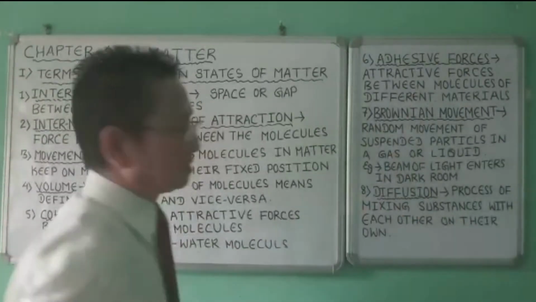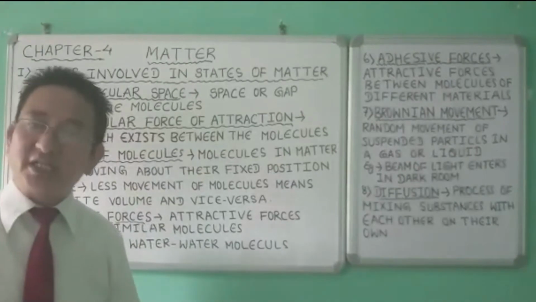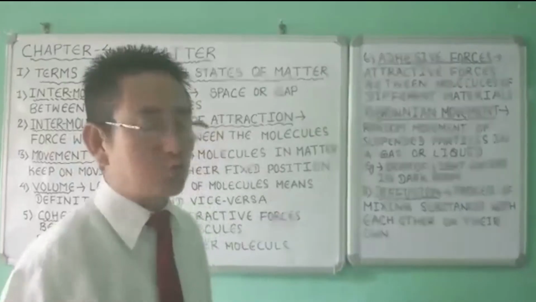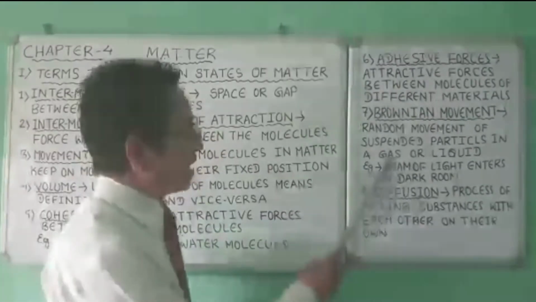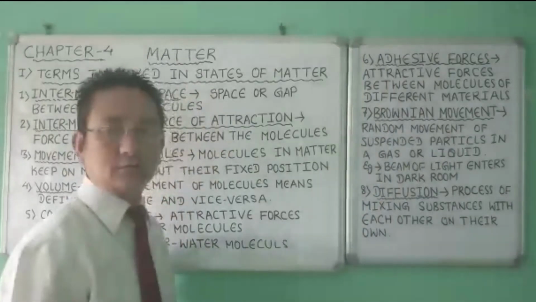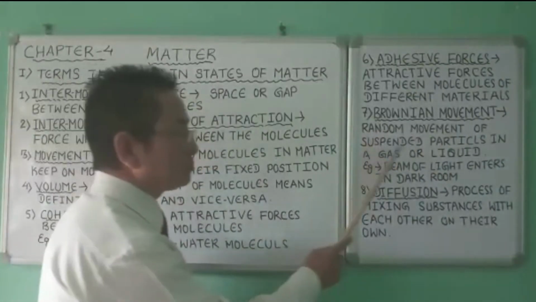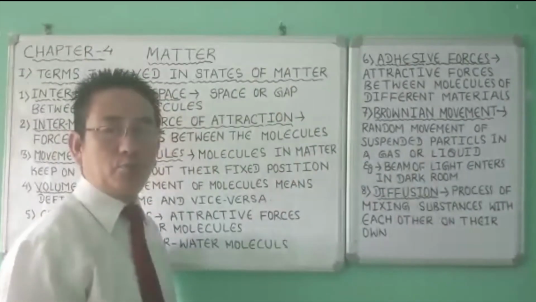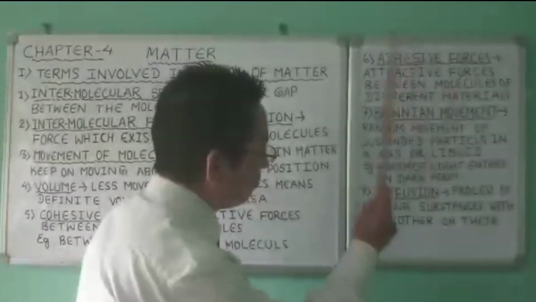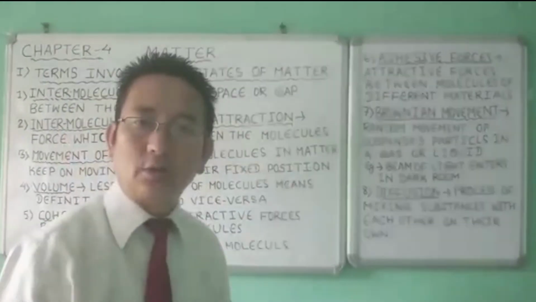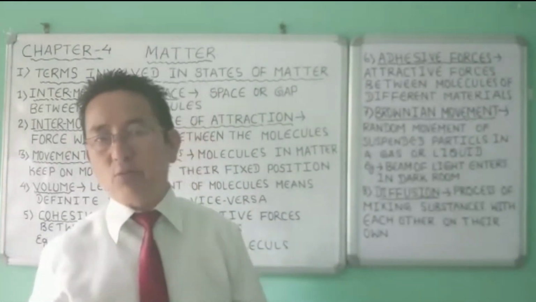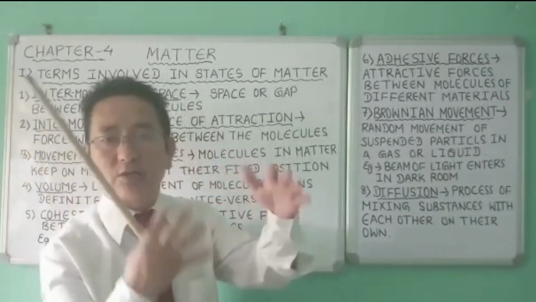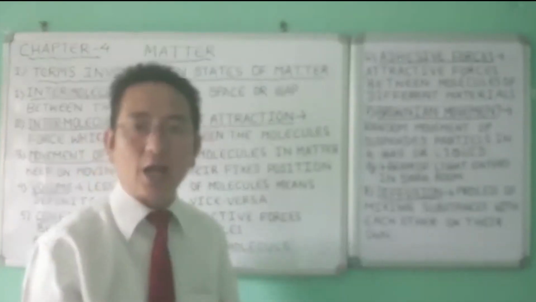Next, Brownian movement. The random or zigzag movement of suspended particles in a liquid or air is known as Brownian movement. As you can see here, random or zigzag movement of suspended particles in a gas or liquid is known as Brownian movement. For example, a beam of light enters a dark room. What do you see when the beam of light enters the dark room? You can see the suspended particles moving in a random or zigzag way.